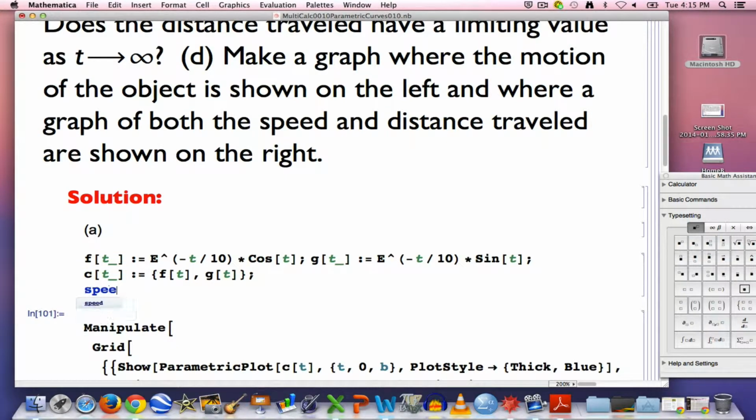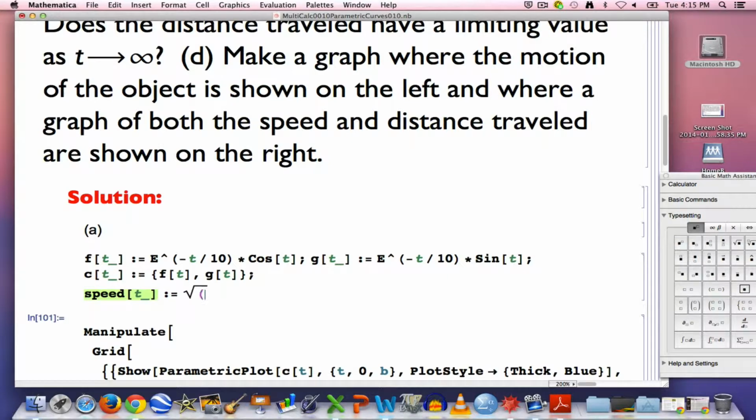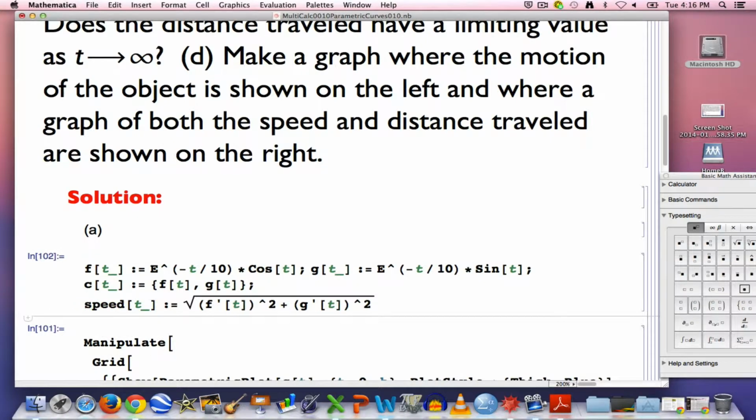I also want to enter the speed as a function of time. And as I've shown you recently, in the last couple videos before this, you find that speed by taking the square root of the sum of the squares of the derivatives of these coordinate functions f of t and g of t. This is going to give you the speed.